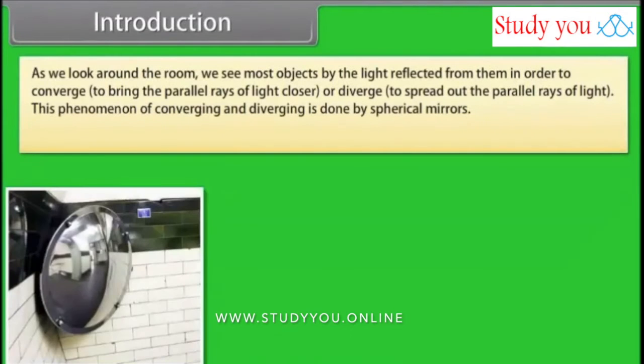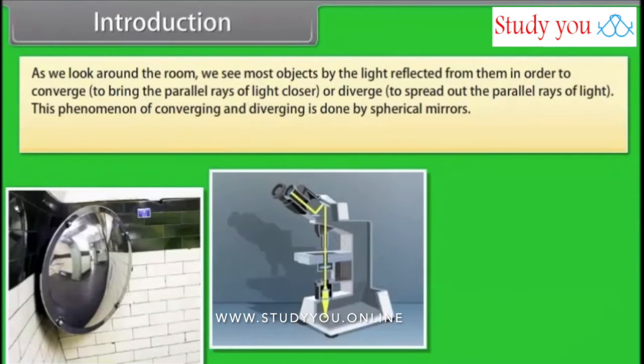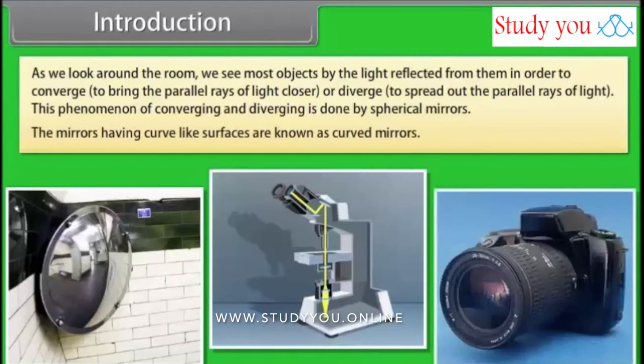As we look around the room, we see most objects by the light reflected from them. In order to converge, to bring the parallel rays of light closer, or diverge, to spread out the parallel rays of light, this phenomenon of converging and diverging is done by spherical mirrors. The mirrors having curve-like surfaces are known as curved mirrors.